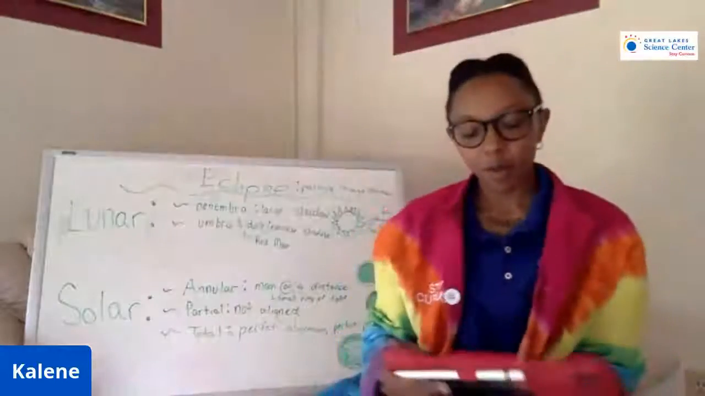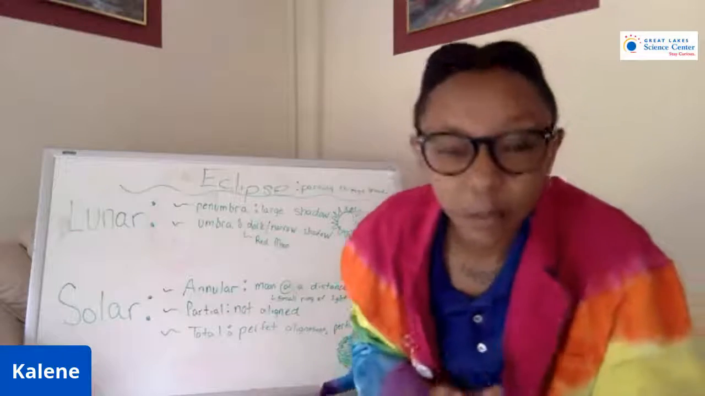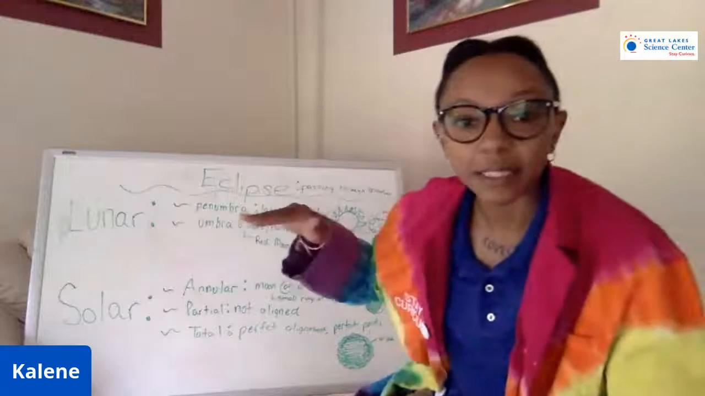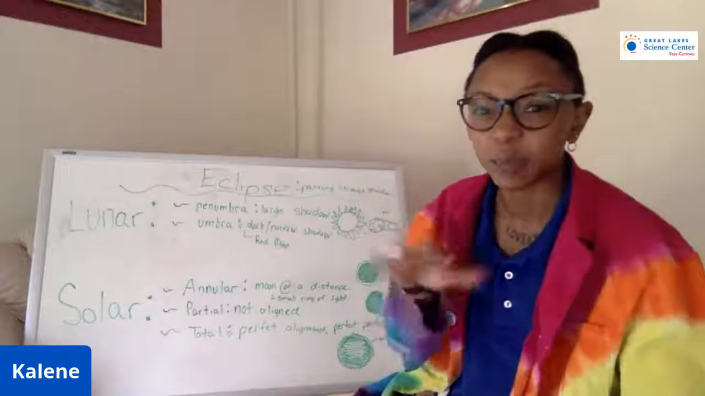So we're going to talk about two types of eclipse that occur in outer space. An eclipse is most simply defined as a celestial object passing through another's shadow. So I'm going to explain that a little bit better.